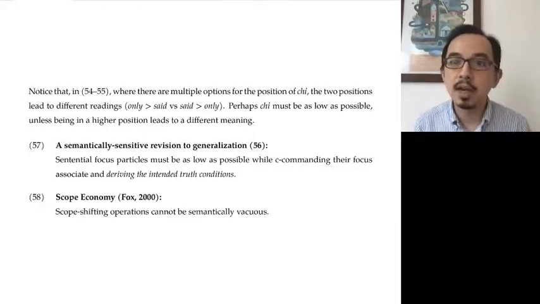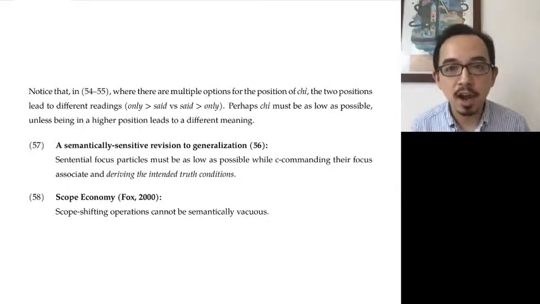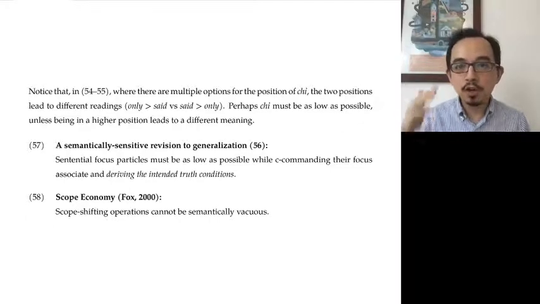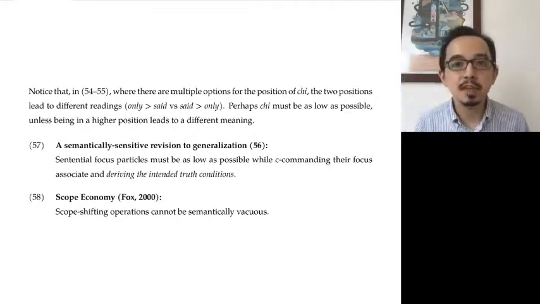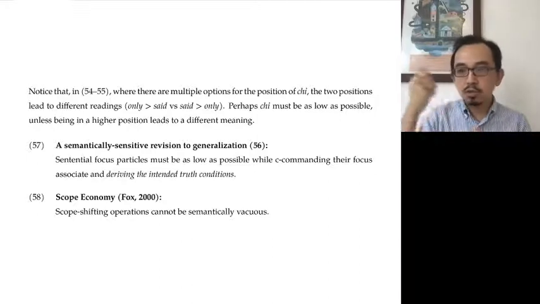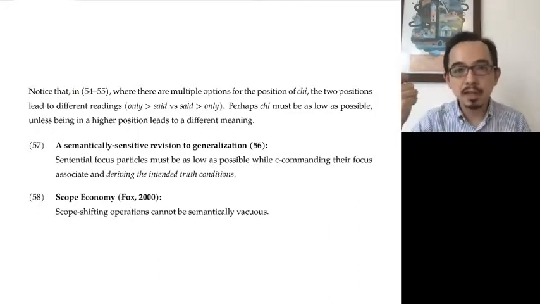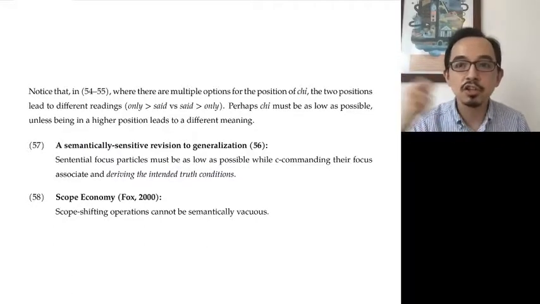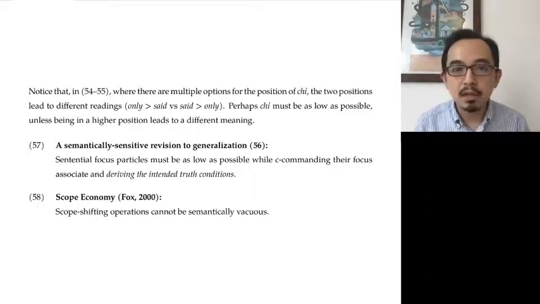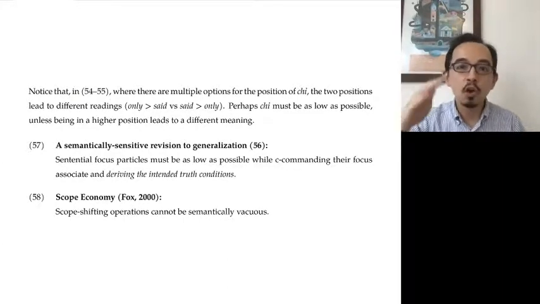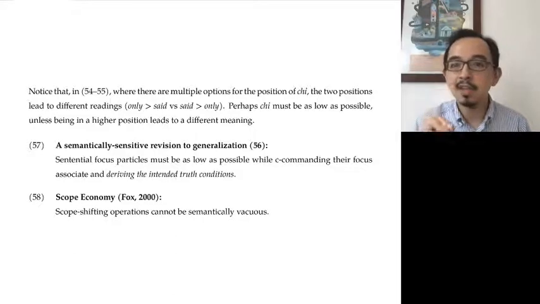An alternative way of thinking about this would be to say, well, when you had that embedded clause in 54 and 55, what you changed was that now when you put qi higher or lower, they mean different things. And maybe you introduce this optionality specifically because putting them in different positions gives you different meanings. So what this would look like would be hypothesis 57. So here's a semantically sensitive version of the generalization I gave, which is that a sentential focus particle must be as low as possible while c-commanding its focus and deriving the intended truth conditions.